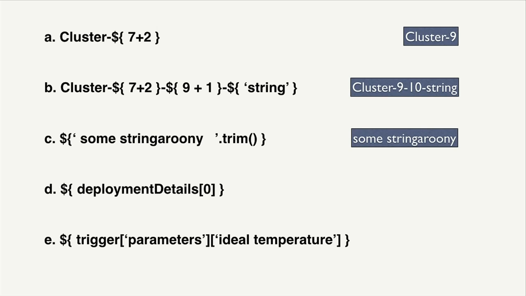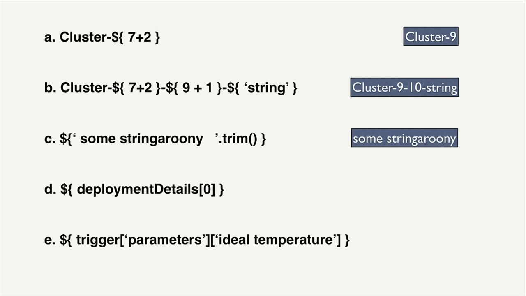You can do simple math. You can have more than one expression in your input. You can do string operations. You can also access lists. So in D, that's how you reference a list, and in E, that's how you reference a map. So you can have nested maps, and then using the SpEL expression language, you can access these nested maps.